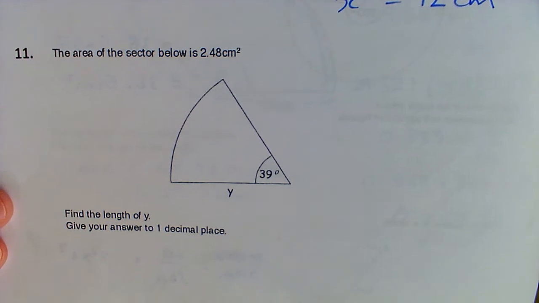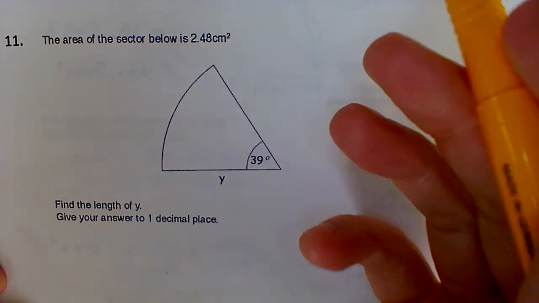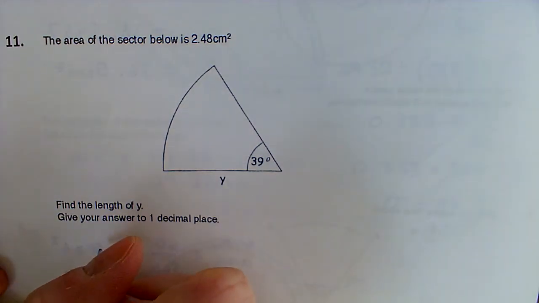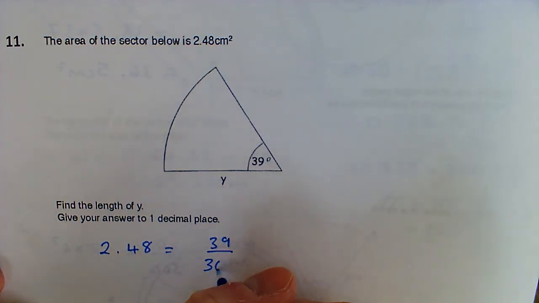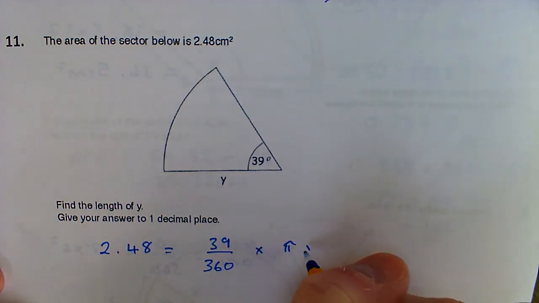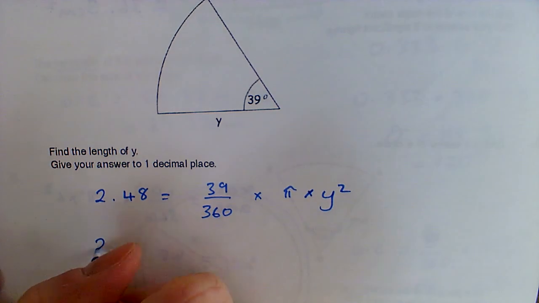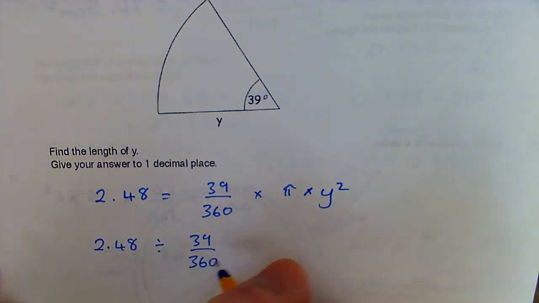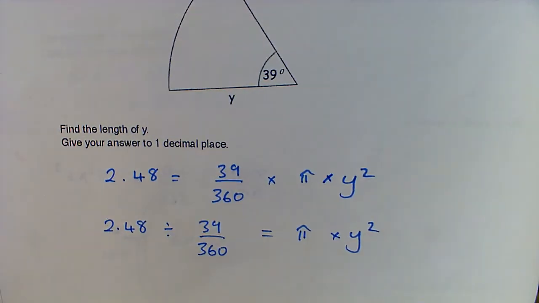Okay, and our next one then, the area of the sector is 2.48. So this is the same as above, only this time we don't have the pi in it. So our sector area is 2.48. That equals our fraction by pi r squared, and our radius this time is y. So we'll start the same way, do 2.48 and divide it by 39 over 360. The only difference is now it'll equal pi times y squared this time.